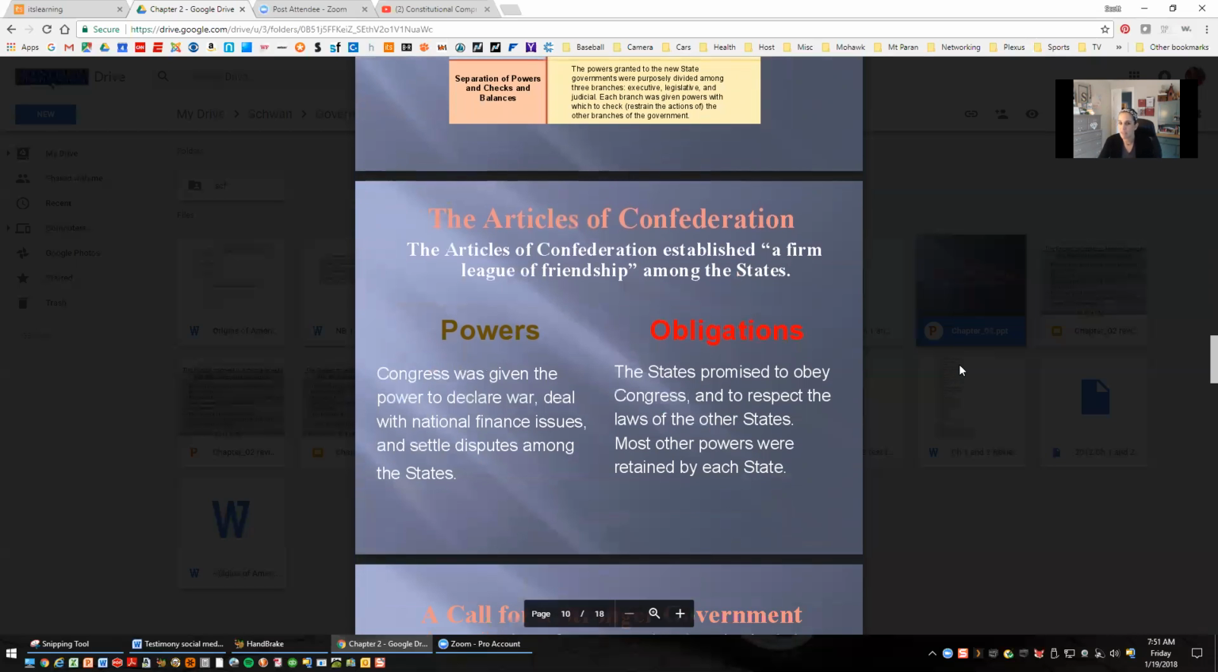So again, the Articles of Confederation established this firm league of friendship. They were given some basic powers under the legislature to declare war, deal with finance issues, settle disputes amongst states. And then in turn, the states had certain obligations: they needed to obey Congress and respect laws of other states. But most power was retained by each state. And so it was a federal system of government like we have today, but the balance of power had shifted, so that now the states were supreme over the national government.